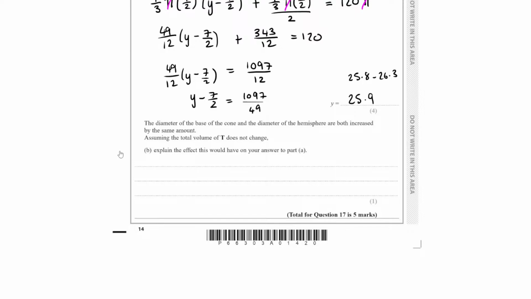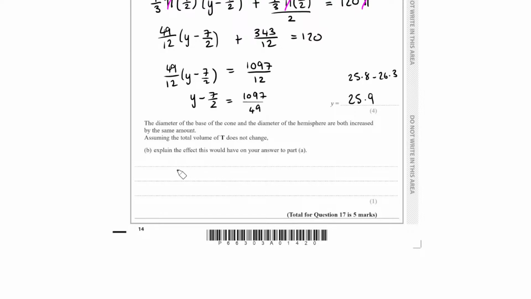So my answer was the height of the whole shape, wasn't it? Y represented the whole shape. So it's basically saying, how would the height of the shape change if it had a bigger diameter but the volume was the same? Imagine you're stretching the shape horizontally, making it wider. Therefore, if you think about it, it would be shorter, wouldn't it?